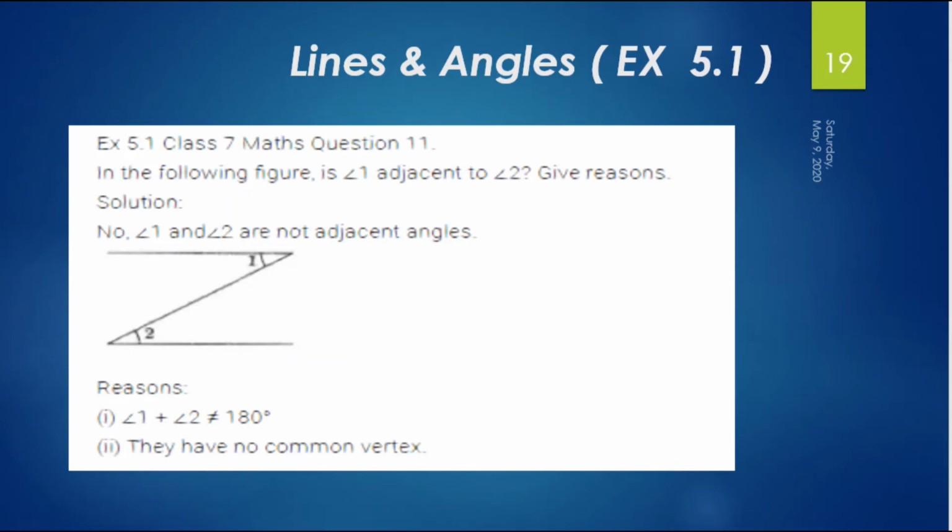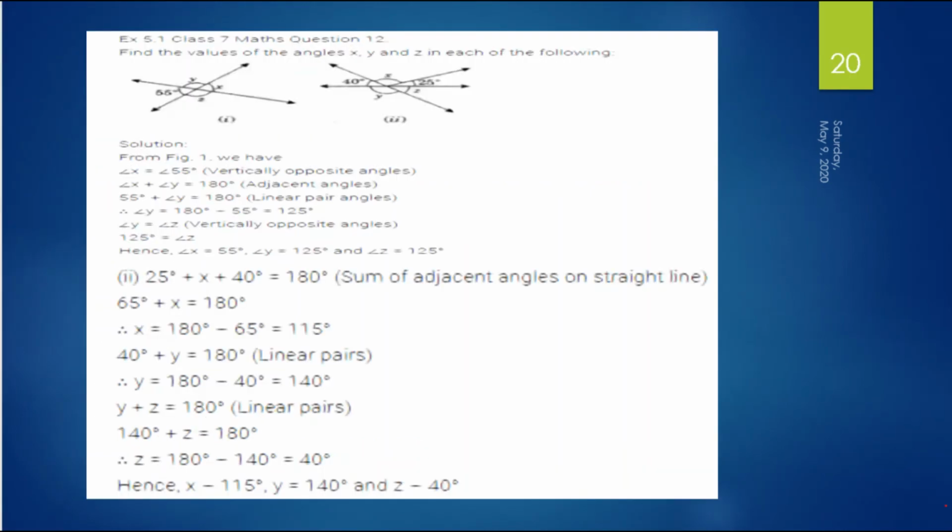Moving to question number 11. In the following figure, is angle 1 adjacent to angle 2? Give reason. No, angle 1 is not adjacent to angle 2. The reason is angle 1 plus angle 2 is not equal to 180, and they do not have a common vertex. Out of the two conditions, neither is fulfilled, so it's not possible. Moving to question number 12, find the value of x, y, and z. The figures are given to you, so you can go ahead with this question.